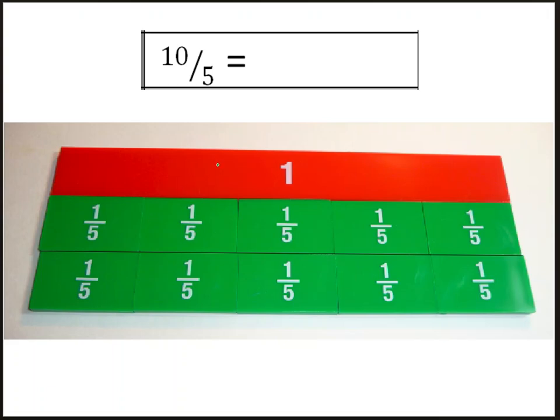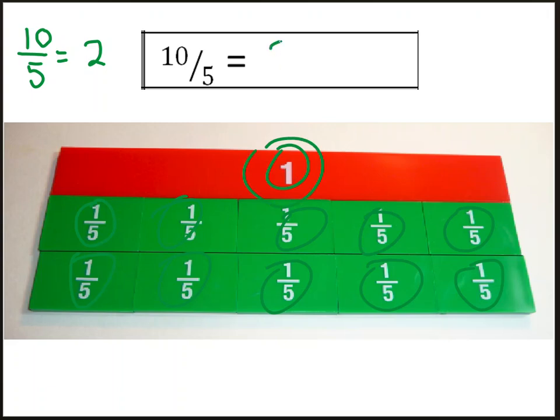Woo, 10/5. Look at this. Well, kids, it's the same thing as 10 divided by 5. Isn't 10 divided by 5 2? Can't you get 2 5s in 10? So we come down here. That's 1/5, 2/5, 3/5, 4/5, 5/5. That made 1. And then we do it again. 1/5, 2/5, 3/5, 4/5, 5/5. That made another 1. 1 and 1 is 2, right?